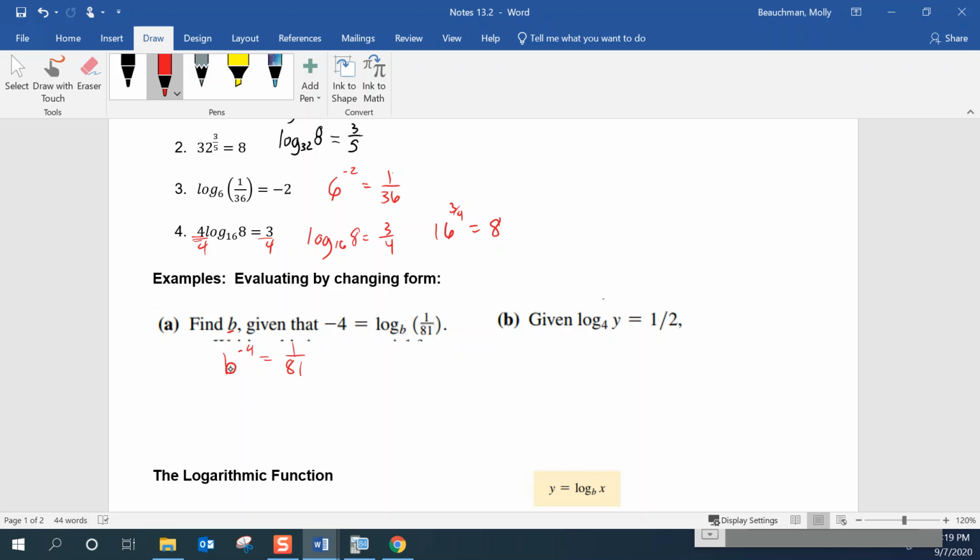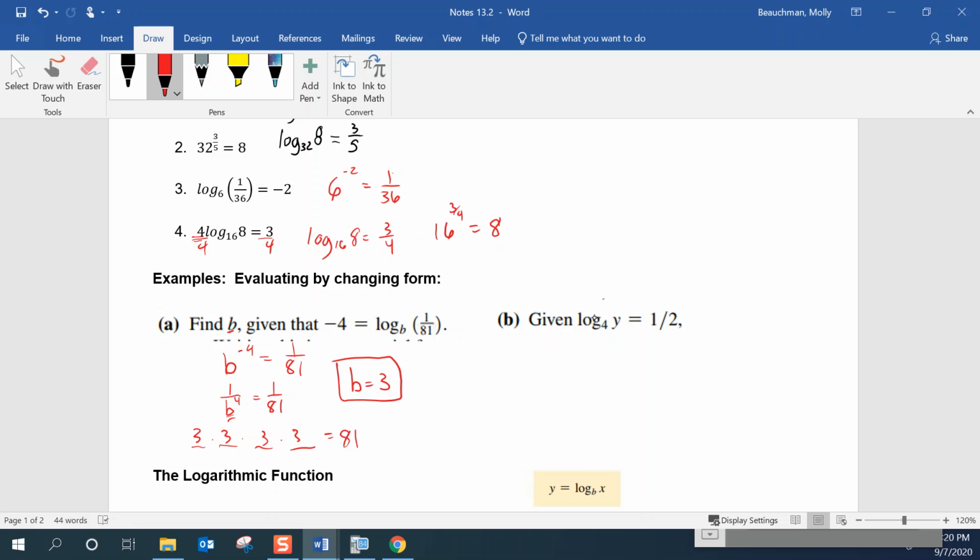We're trying to figure out what value of b taken to a power of negative 4 gives us 1 over 81. If you remember, negative powers are fractions. That's 1 over b to the 4th is equal to 1 over 81. So we want to know what number multiplied by itself 4 times is equal to 81. 2 is too small. The next, it's got to be a small number. So try 3. And 3 times 3 is 9, times 9, which is 81. So b is equal to 3.